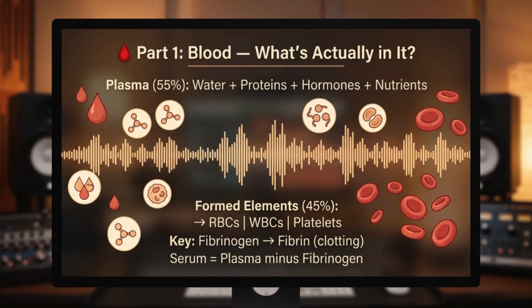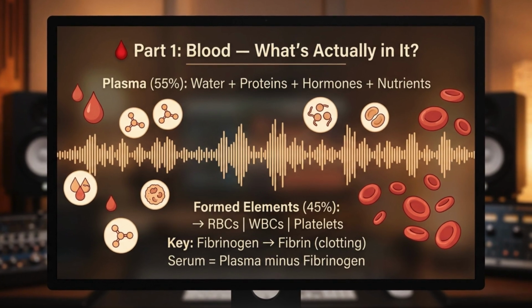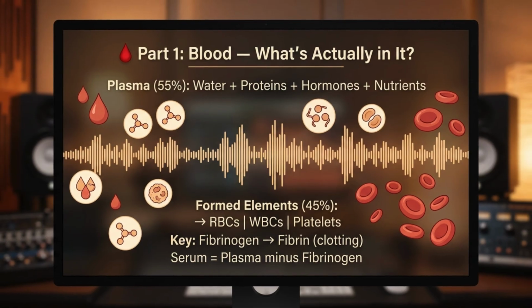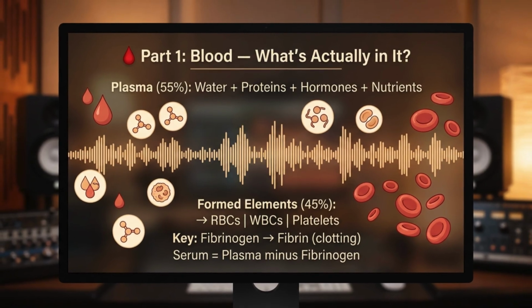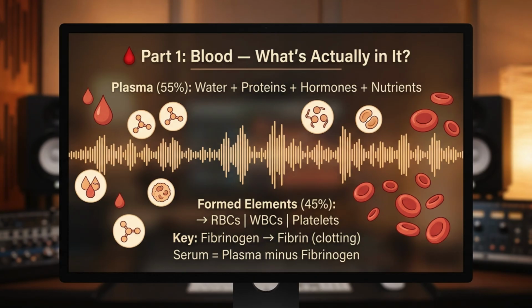Let's start at the very beginning. Blood, we all know it, but do we know what it's actually made of? Blood is a fluid connective tissue. About 55% of it is plasma, a yellowish fluid that's mostly water, about 90 to 92%. The rest of plasma is proteins: albumin, which maintains osmotic balance, globulins involved in immunity, and fibrinogen, which plays a key role in blood clotting.